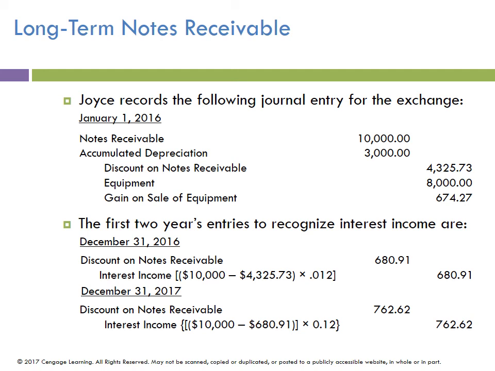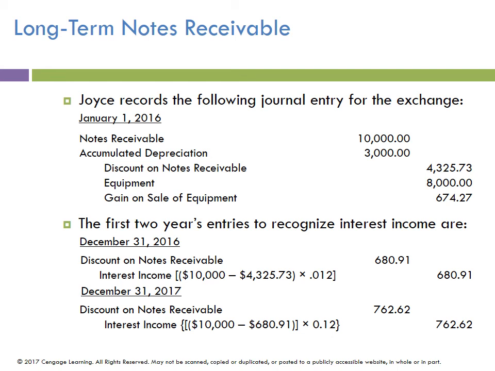What portion? Well, take the balance or the carrying value of the note receivable, which is the note receivable minus the discount on notes receivable balance, and multiply it by your interest rate. So for the first year, it'll be $680.91. That next one is wrong. The next one should be $10,000 minus, it would be $4325.73 plus, or I'm sorry, minus $680.91. And I don't mean minus that twice.